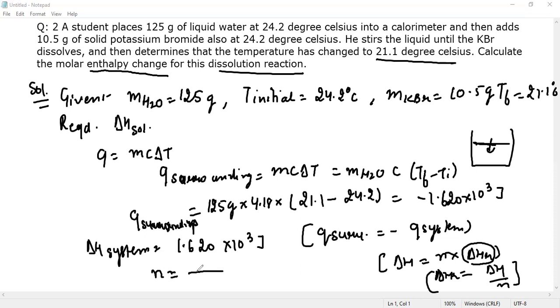So n, the number of moles, is the mass of the system, and your system is KBr here, divided by its molecular mass. What is the mass given here for KBr? It's 10.5. Let's write that, and then divide by its molecular mass. If you calculate the molecular mass of KBr by adding the atomic mass of potassium and the atomic mass of bromine, you end up with 119.